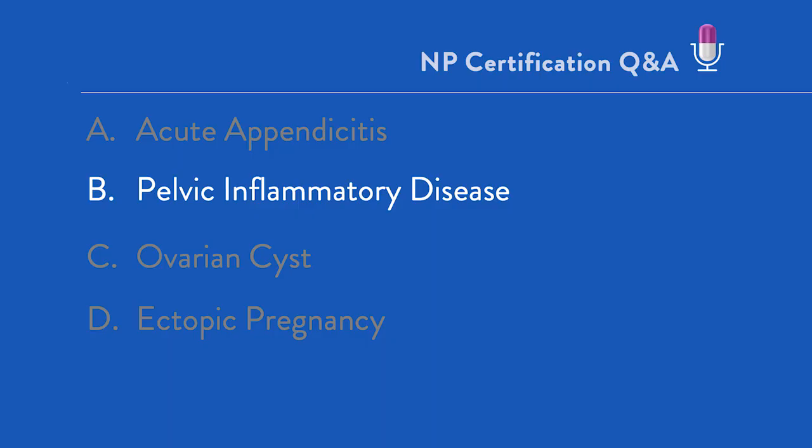B, pelvic inflammatory disease. This is, of course, the correct answer. And one more time, the patient is a member of an at-risk group for this condition, as it's often found in female adults under the age of 25 who have more than one sex partner or a partner who has more than one sex partner. Cervical motion tenderness is a true classic finding that's fairly specific to the condition.